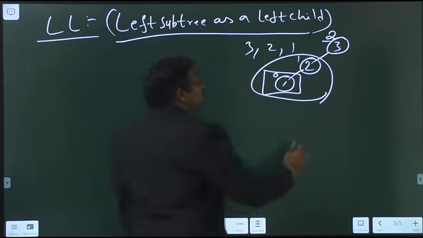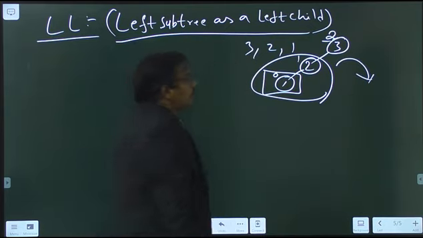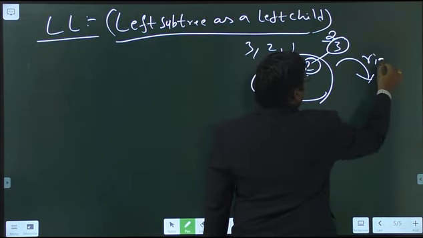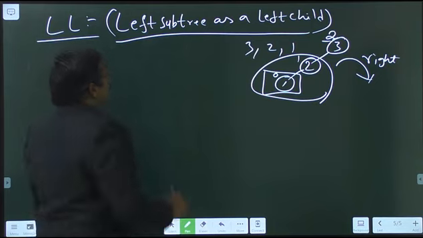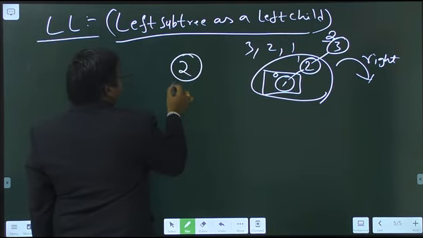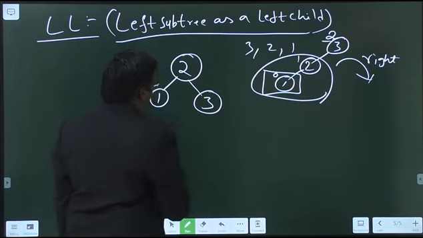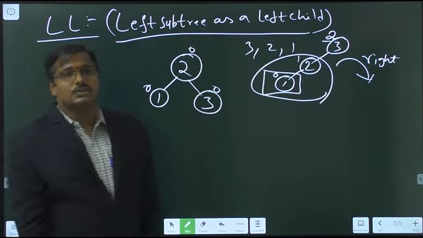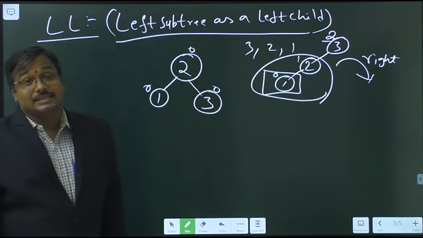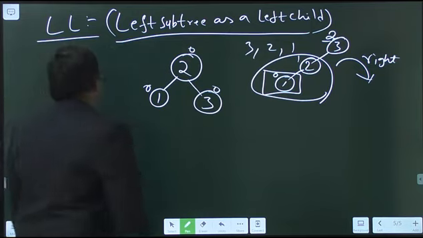What is the solution for this? Just rotate towards the right one time. So how does it balance? We get 2, 1, 3 with balance factors 0, 0, 0. It's perfectly balanced. This is the LL case.